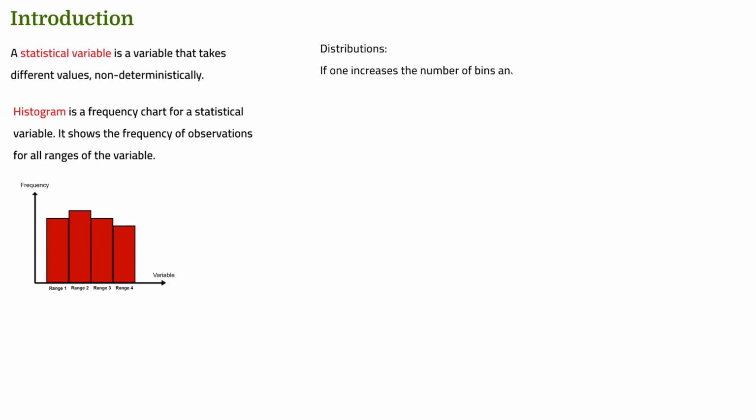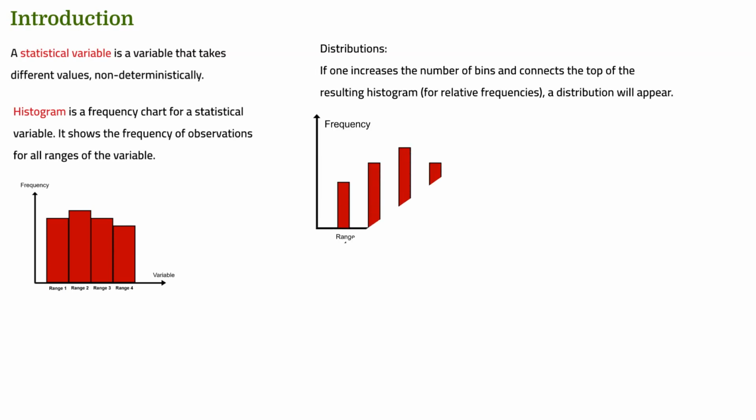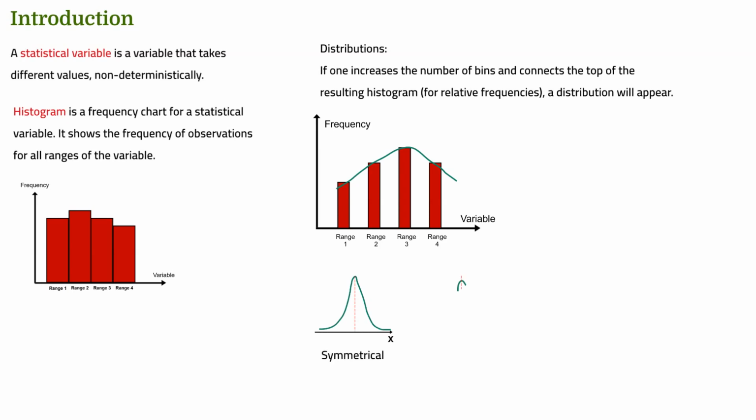Distributions. If one increases the number of bins and connects the tops of the resulting histogram for relative frequencies, a distribution will appear. Here is an example of a distribution where the tops of the histogram are connected, and the green line is a distribution. A distribution can be symmetrical, or it can be skewed to the right, or skewed to the left.